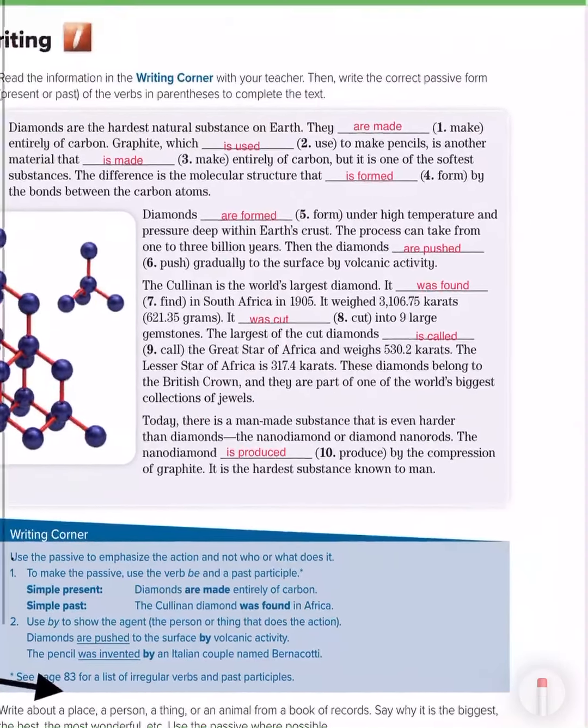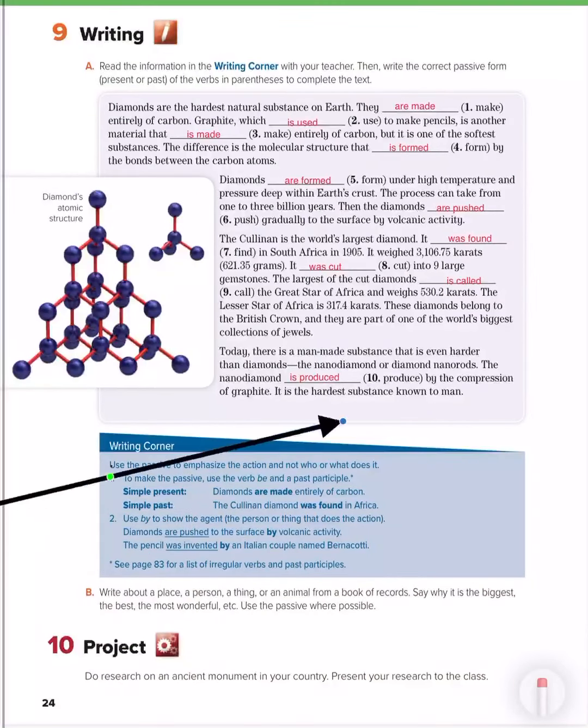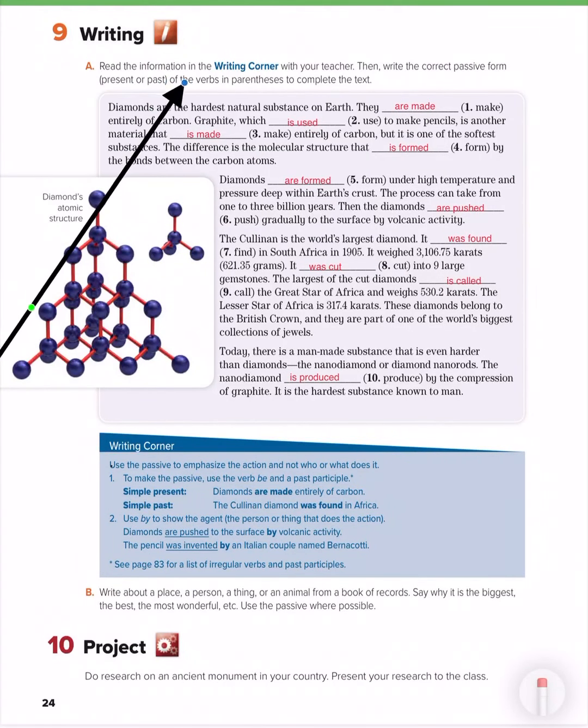Then look what do we have here, as you can see. Okay, read the information in the writing corner. So we read them with your teacher. Write the correct passive form, present or past. So we have here some verbs. So we will read the passage and we will write it, okay?